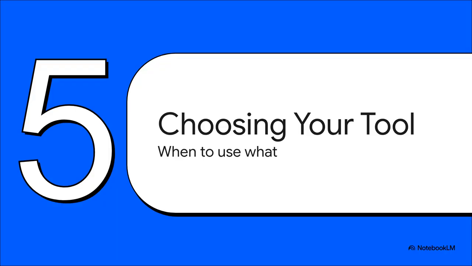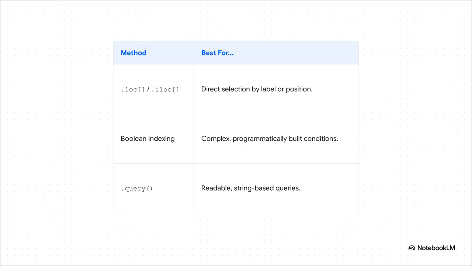All right, so we've covered a ton of ground here. We've got .loc, .iloc, Boolean indexing, and the super slick .query method. So the big question is, which tool do you pull out of the toolbox and when? Let's break it down. Think of this as your cheat sheet, the final takeaway. If you need to grab something by its exact address, its label, or its integer position, you're going to use .loc or .iloc. For those really complex filters, maybe something you're building up step by step inside a function, the classic Boolean indexing is still your best friend.